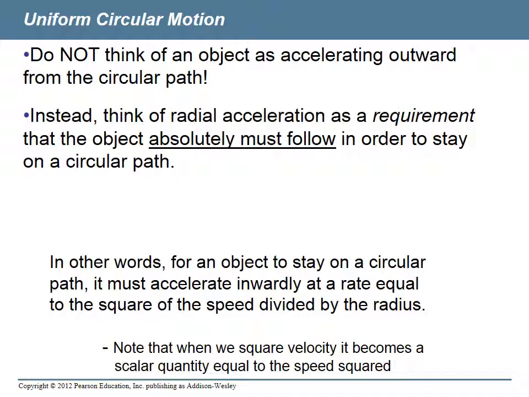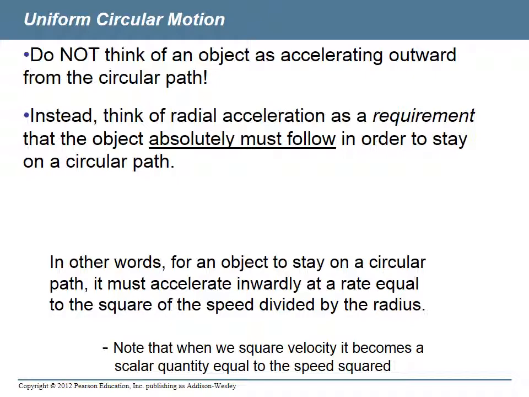Some really important things about uniform circular motion. Do not think of an object as accelerating outward from the circular path. Remember the example where we had a rock on the end of a string, and I said it feels like something's pulling out, but really what's going on is you're pulling in. There must be something to pull the object in to stay on that path.